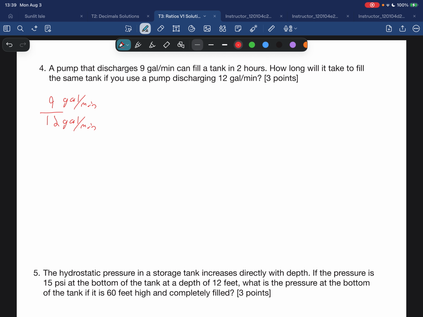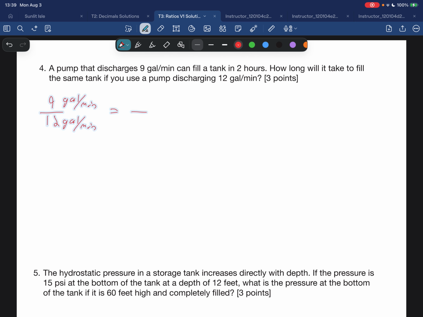Great. So I know I'm going to be setting this equal to another fraction that is measured in hours. So let's think about this for a second. Where am I going to have to put my variable? Is that 2 hours going to go on top? Is the 2 hours going to go on bottom? Where is it going to go?